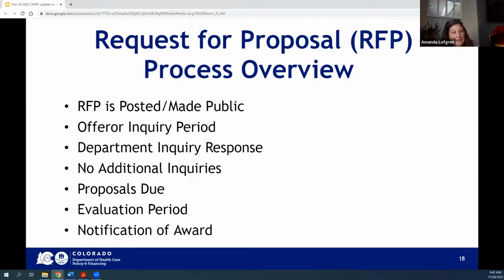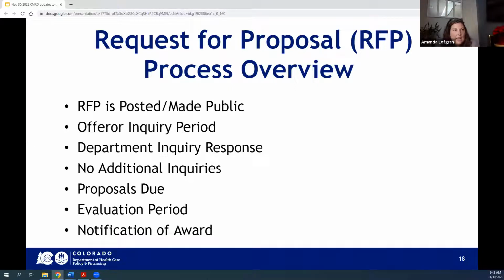The department anticipates that potential offerors will have 8 calendar weeks between the posting and the proposal submission to be able to respond. By law, we are also required to have an inquiry period. And so this means that it will allow each potential offeror an opportunity to ask questions related to the information that is listed in that request for proposal. We anticipate that offeror inquiry period will last about 10 business days. And then the department will have about 7 business days to be able to respond publicly and make all of the responses available to all of the offerors.